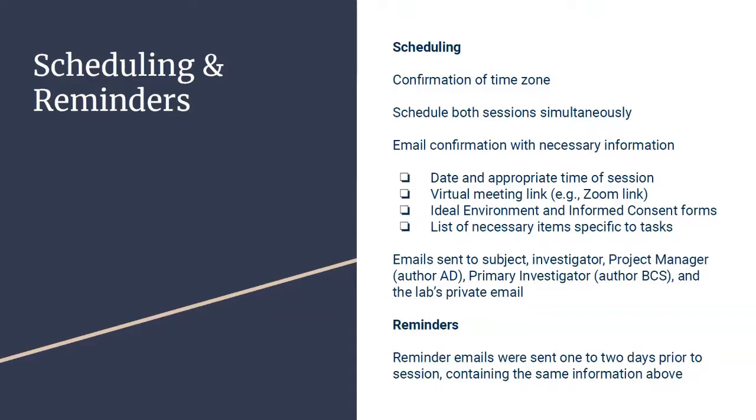And once scheduled, an email was sent including the confirmed date and time of session with the participant's corresponding time zone, a virtual meeting link to join the session, 2 forms, the ideal environment checklist and studies informed consent, which Ashleigh will go into more depth a little later. And in case of persons with aphasia, a list of specific items needed to complete some tasks. These emails were sent to the subject themselves, the investigator, the project manager, the primary investigator, and the lab's email.